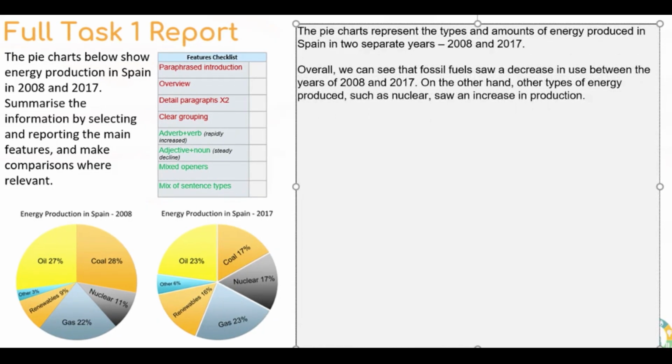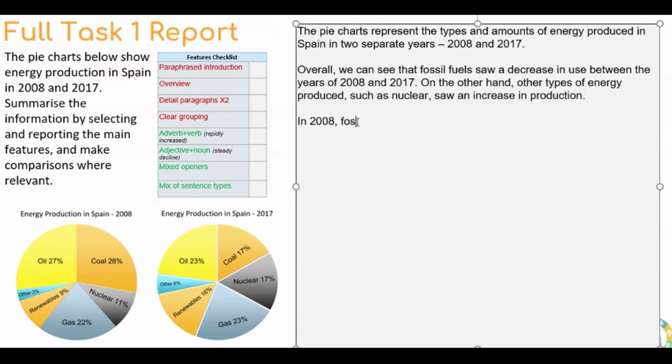Let's now move on to our detail paragraph. And I'm sure you'll remember from the plan that group 1 was oil, coal and gas, or fossil fuels. So I'm going to talk about fossil fuels in these 2 years in my first detail paragraph. Let's make a general statement for fossil fuels in 2008. In 2008, one moment, I will just make this slightly smaller to fit everything on screen.